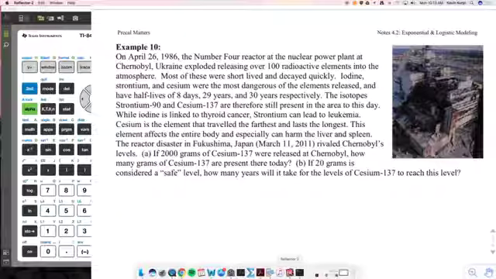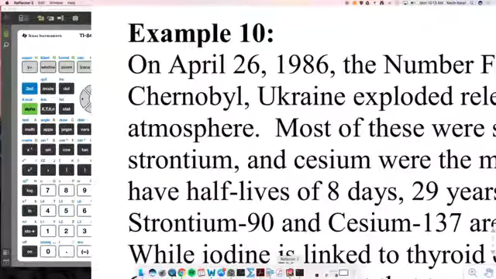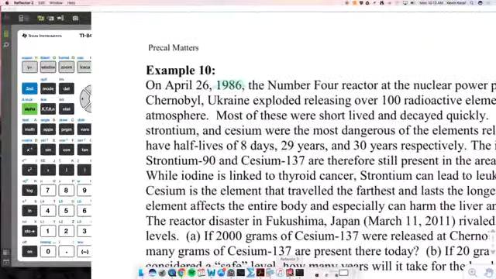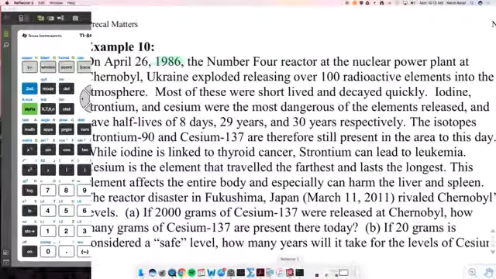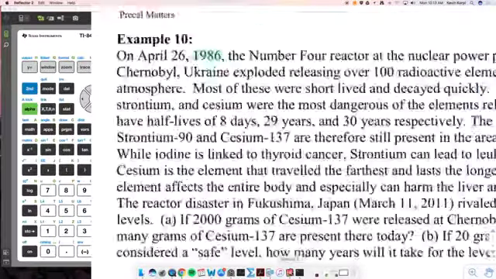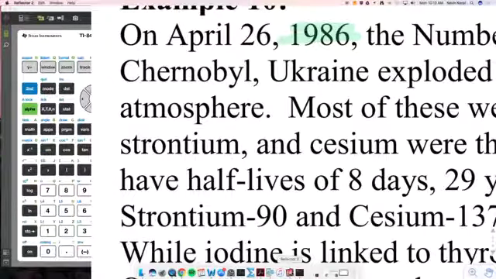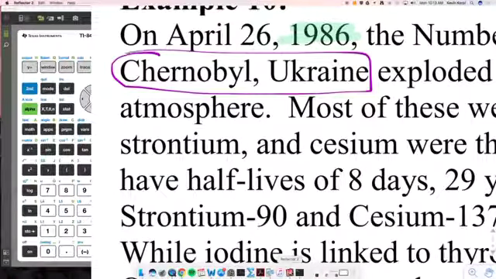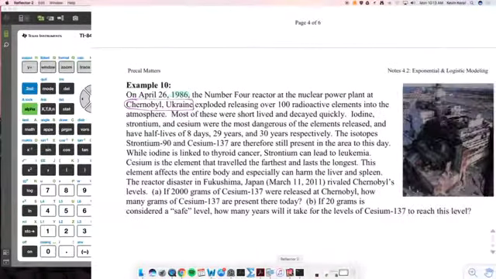April 26, 1986. The number 4 reactor at the nuclear power plant in Chernobyl, Ukraine, reached critical condition and exploded. It released over 100 radioactive elements into the atmosphere. There forever and ever and ever.